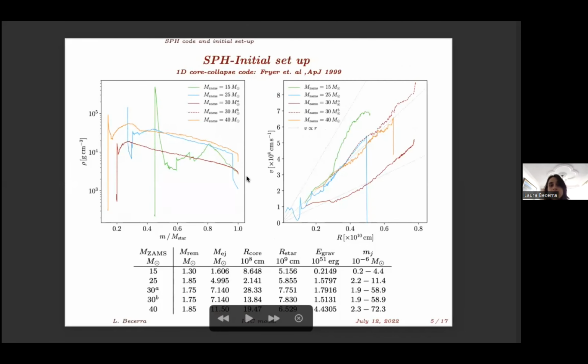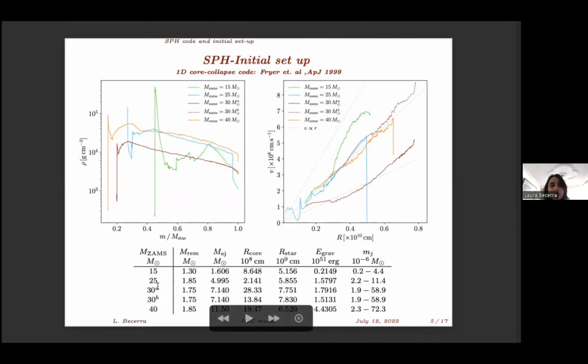And for the initialization of the simulation, we model the collapse of the carbon-oxygen core with a 1D core collapse code. And when the supernova shock reaches the star radius, we map this simulation to a 3D SPH initial configuration, put this progenitor in a binary orbit with the neutron star companion, and run the simulations.